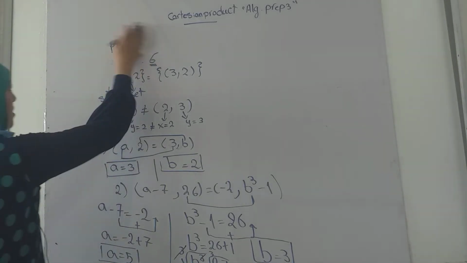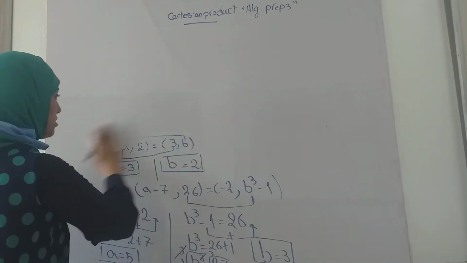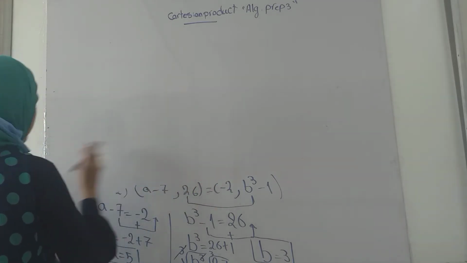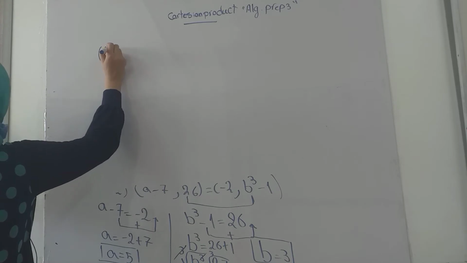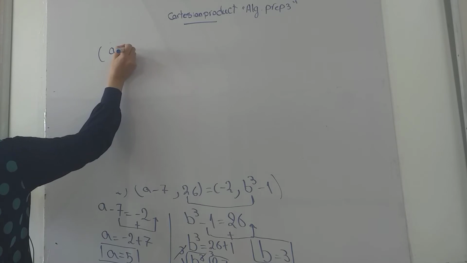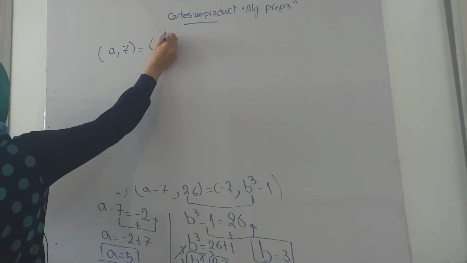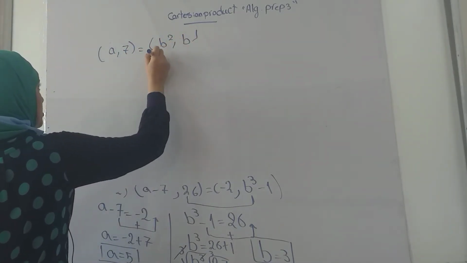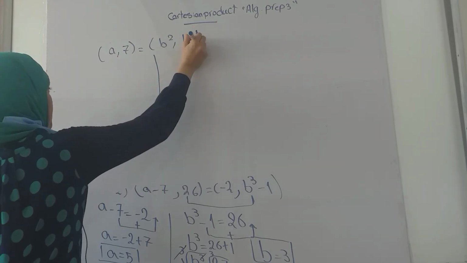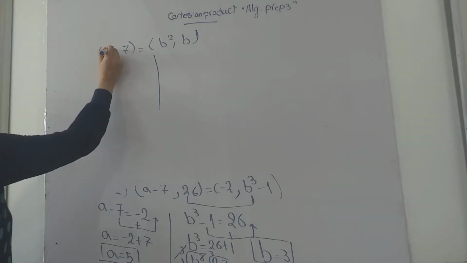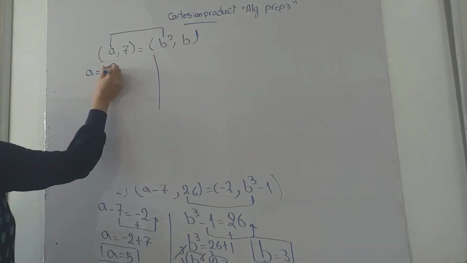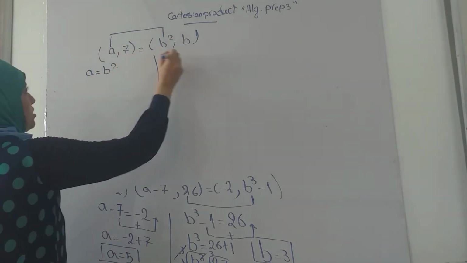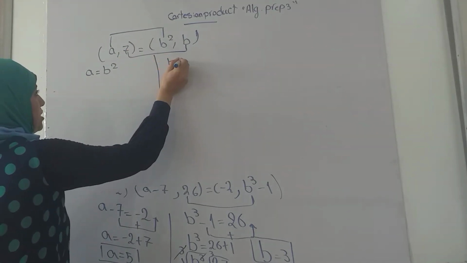Let's take another example. If we have (A, 7) equals (B power 2, B). We should divide the paper into 2 parts. What is the first projection? A equals what? B power 2. What is the second projection? B equals what? Equals 7.